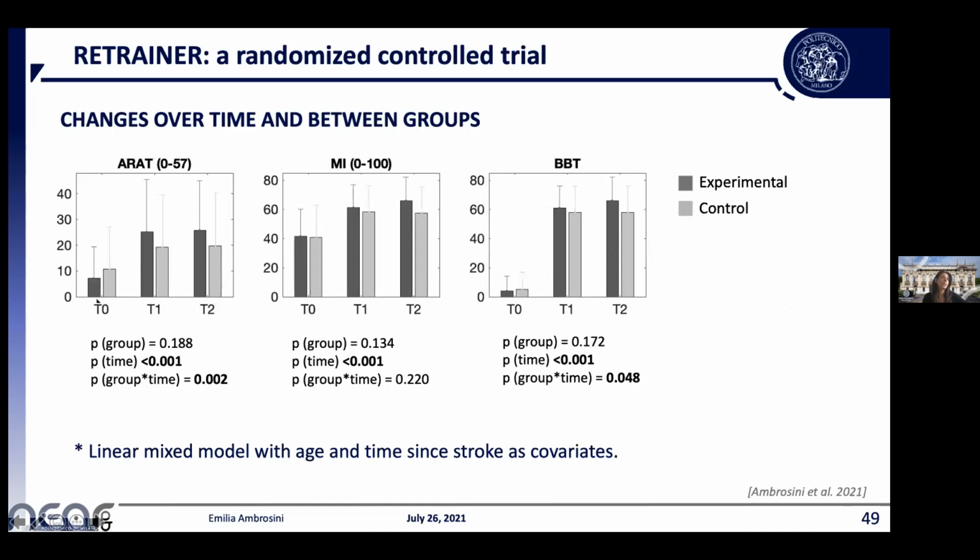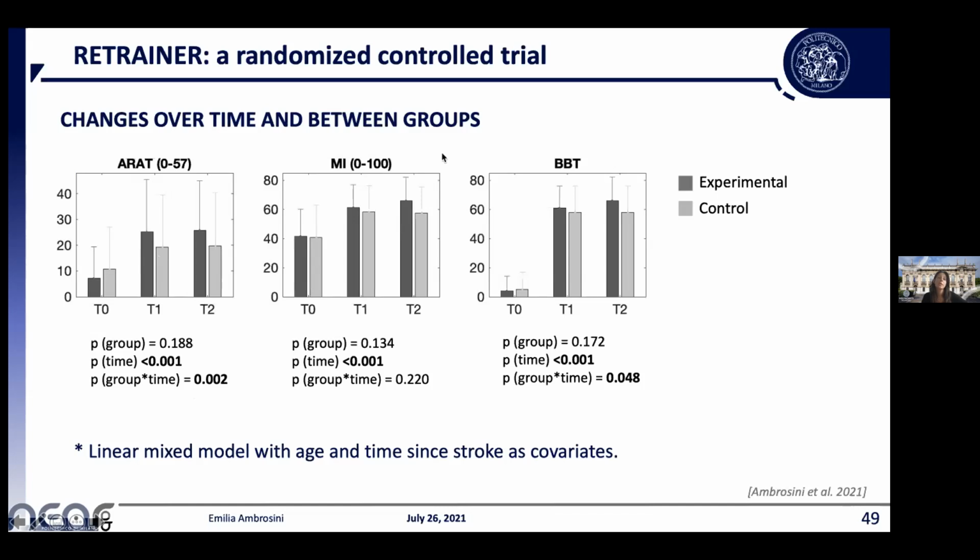What we could see is that for the ARAT, the primary outcome, we found an improvement over time for both groups, but also a significant interaction effect here. The p-value is 0.002. This means that the experimental group achieved a higher improvement with respect to the control group, and this was maintained till the end of the intervention.